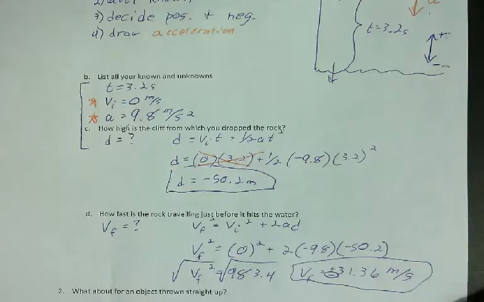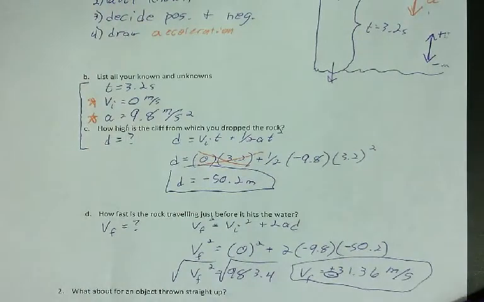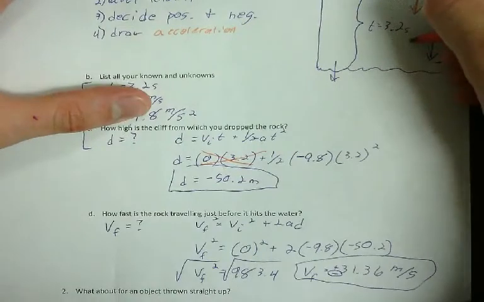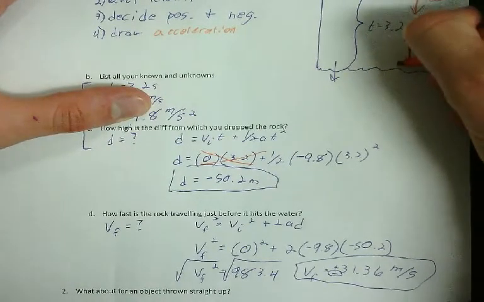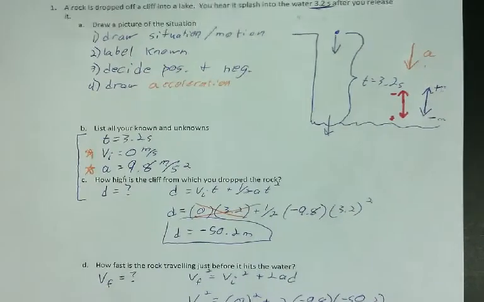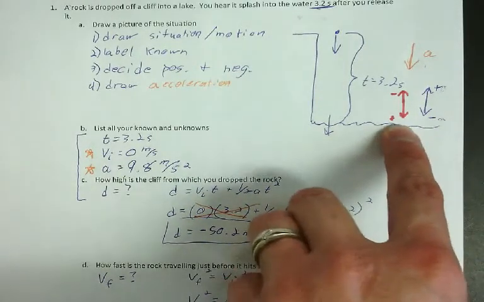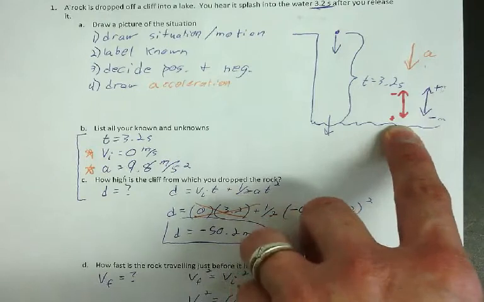Now, do I have to call down negative? No. In fact, if you're asking me, Mr. B, what do you make negative? For this problem, I would make down positive, and I would make up negative. And here's the simple explanation for why I would do that. Because everything is down. Nothing is going up on this problem. Nothing. Not a single thing is going up.